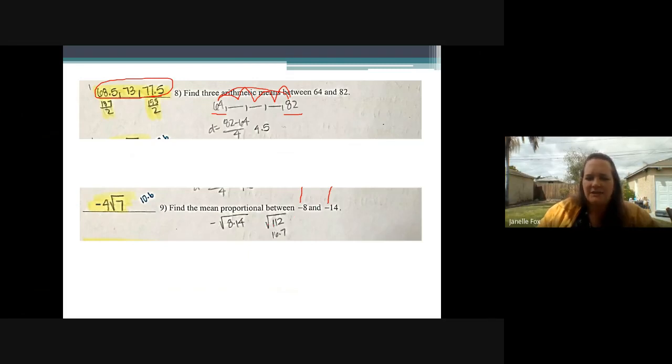So 8 times 14 is 112. It can be simplified to be 16 times 7, so 4 radical 7, or you could just put it in your calculator and get 10.6. I'm thinking on the exam we do simplified radical notation, so make sure that you can at least do that yourself, okay? All right, moving on to number 10.